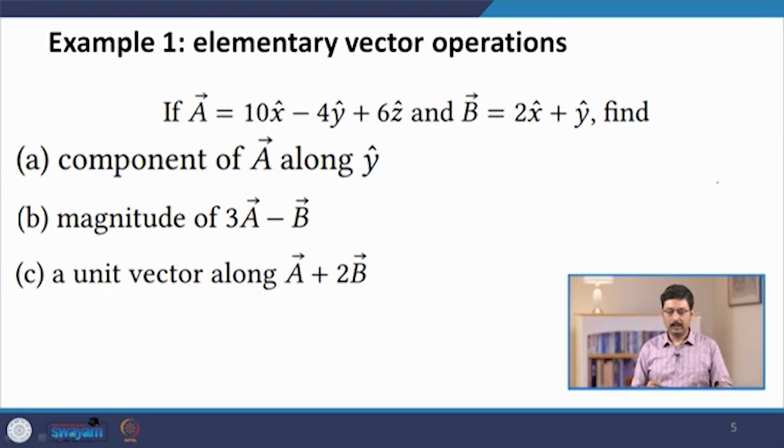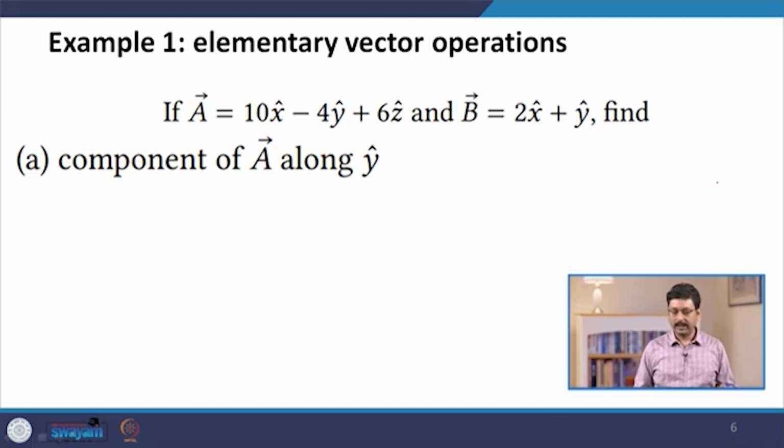Now we are going to work through a series of examples to illustrate the different elementary vector operations, the additions and the products. This is our first example. If A is 10x minus 4y plus 6z and B is 2x plus y, find the component of A along y, the magnitude of 3A minus B, and a unit vector along A plus 2B. So, this is the problem. Let us work it out one by one.